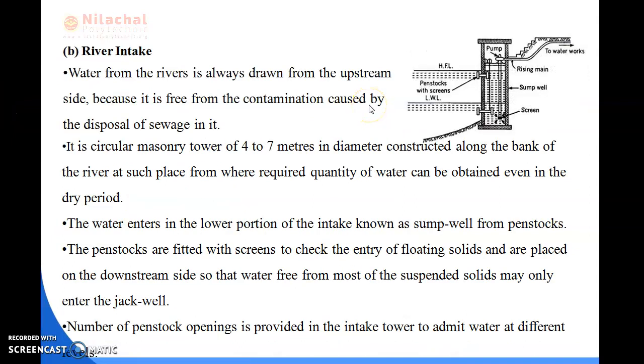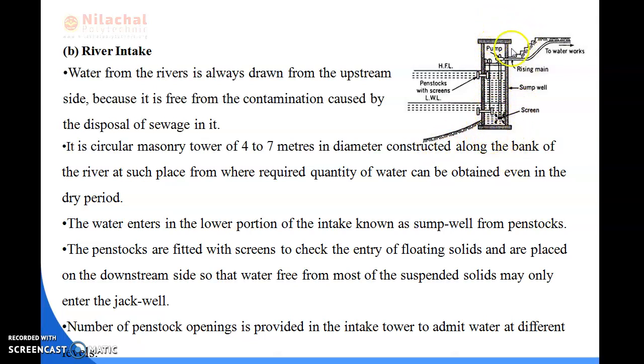Now we'll be reading about the river intake. Water from rivers is always drawn from the upstream side because it is free from contamination caused by the disposal of sewage. It is a circular masonry tower of 4 to 7 meters in diameter, constructed along the bank of the river at a place from where the required quantity of water can be obtained even in the dry period. You can see here one type of river intake. I have shown the diagram here.